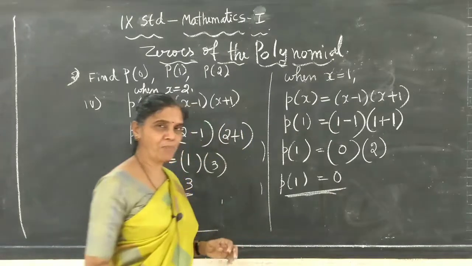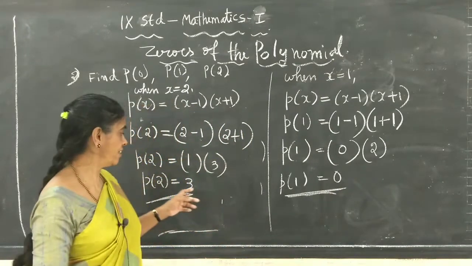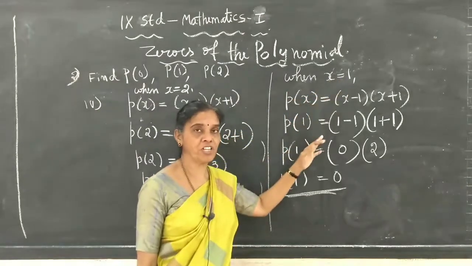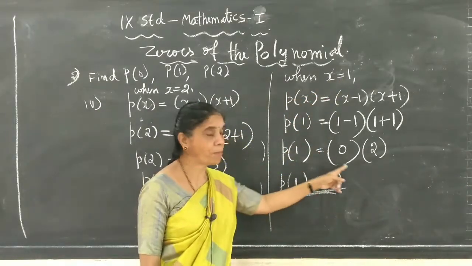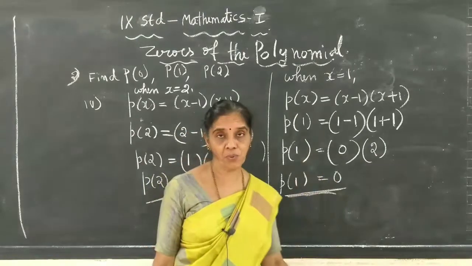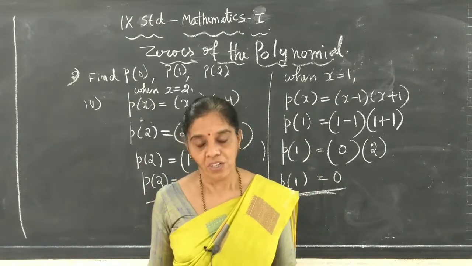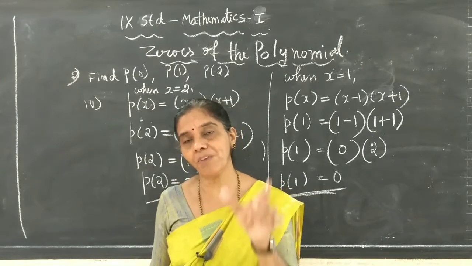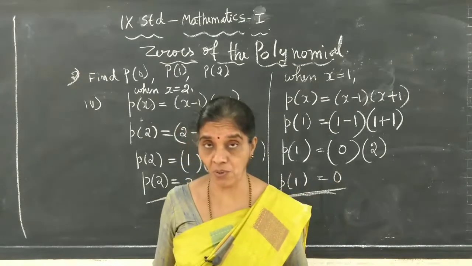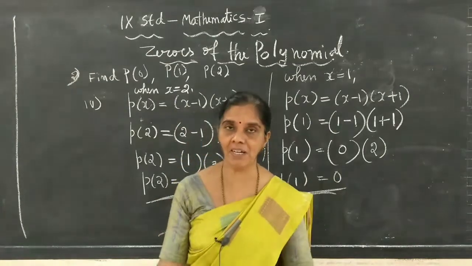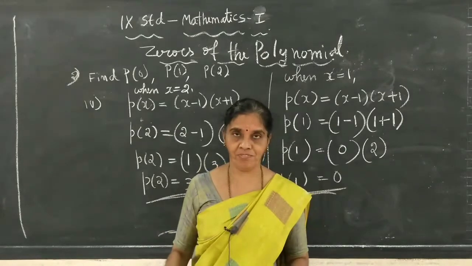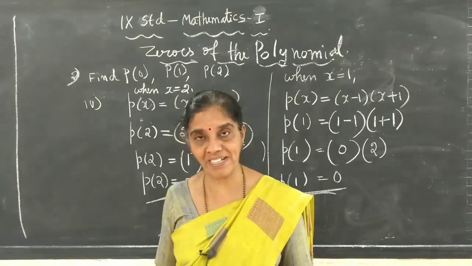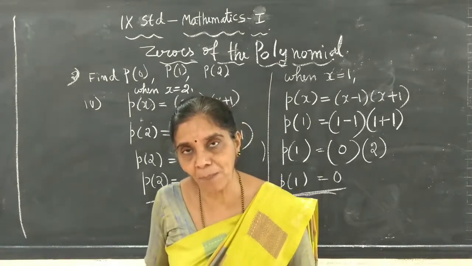Now if you observe the same exercise problem, when I have taken x value as 1 in this polynomial, what is the value of the polynomial I got? 0. Now the meaning of zero of the polynomial is nothing but when the value of the polynomial becomes 0 for a particular value of the variable, you will get 0 as the answer. Then that number which you have chosen for the variable becomes a zero of that polynomial.